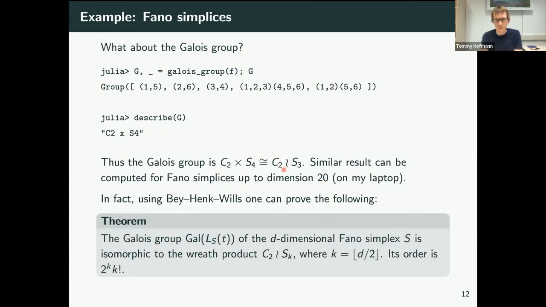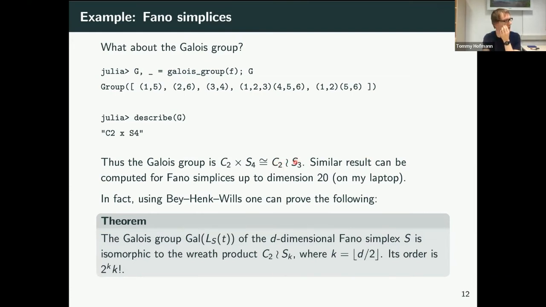Now, then I look up this group in a catalog, and I find out it's actually C2 cross the wreath product of S3. Now, why write it in this complicated form using the wreath product? The interesting thing is, if you repeat this computation with higher dimensions, and on my laptop I can do dimension up to 20, and it finishes within less than a minute, then you will find a pattern that you will always get such wreath products, C2 cross some symmetric group.